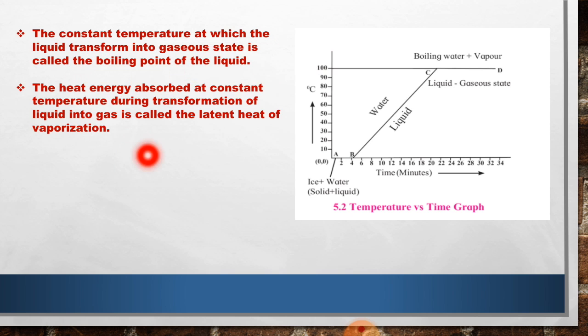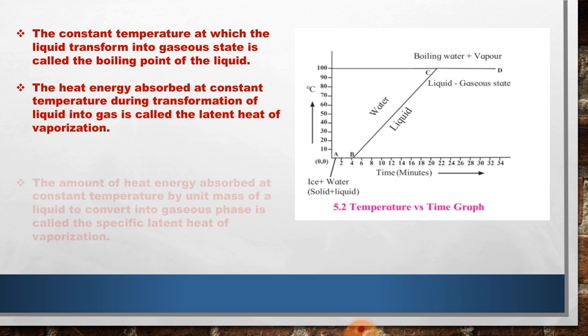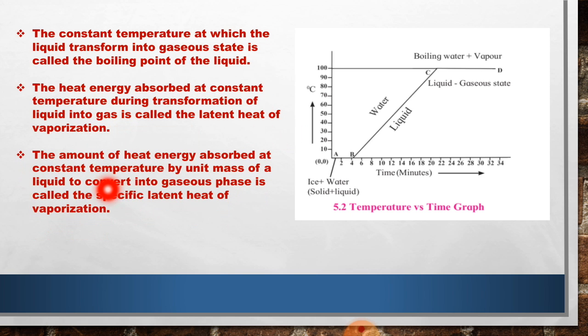So the heat energy absorbed at constant temperature during transformation of liquid into gas is called latent heat of vaporization. The heat energy absorbed at constant temperature during transformation of liquid into gas is called the latent heat of vaporization. And the amount of heat energy absorbed at a constant temperature by unit mass of liquid.